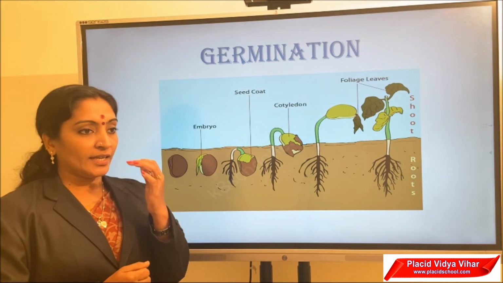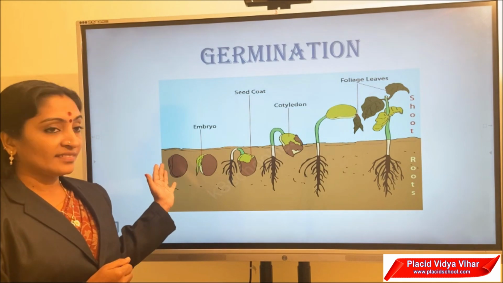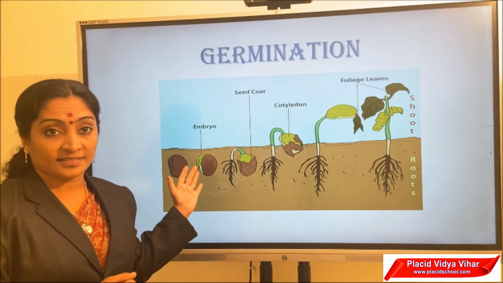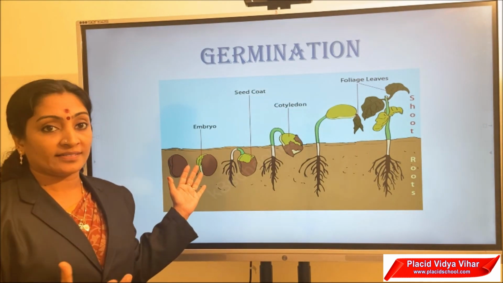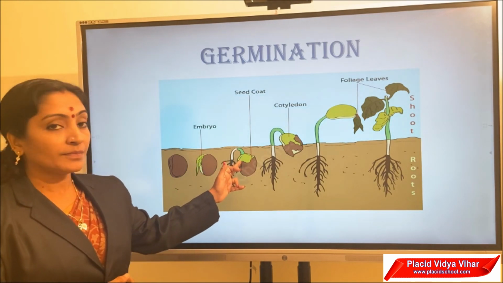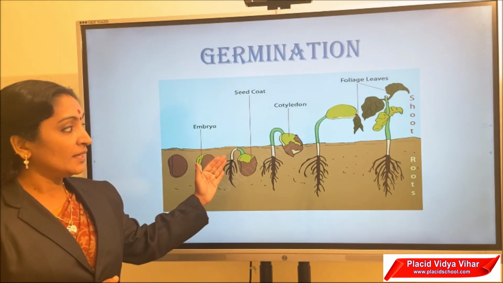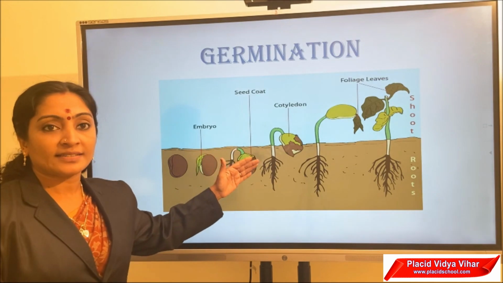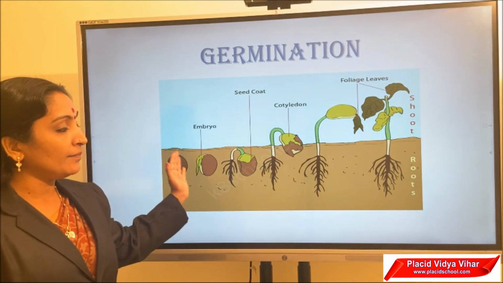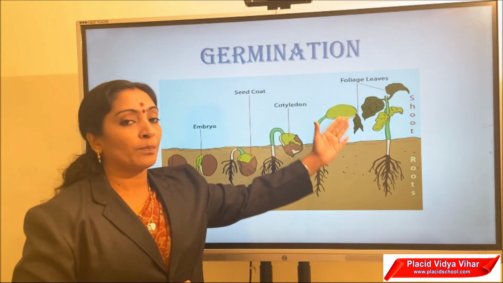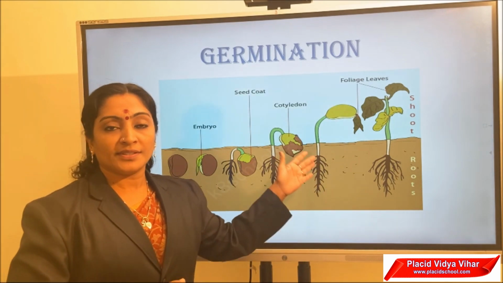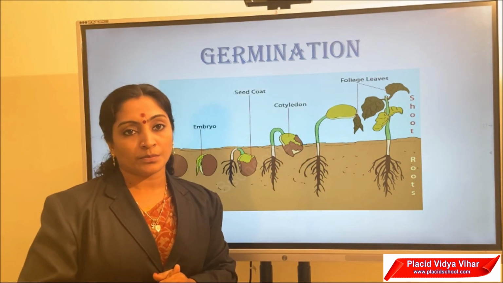Okay, and after that what happens? The seed coat ruptures. Ruptures means it breaks, and the cotyledon part comes out. So here we can see the different stages in germination, and finally the seed will become a new plant. Okay, so this is about the germination process.